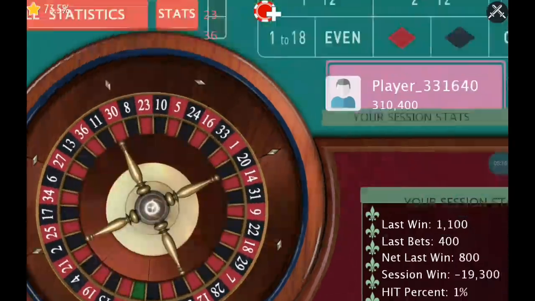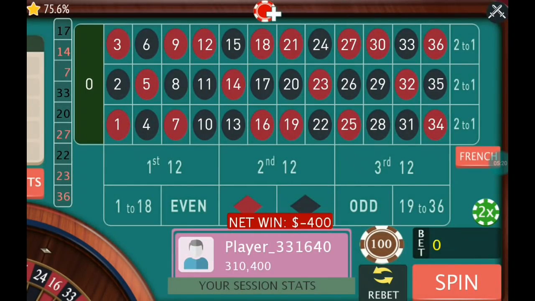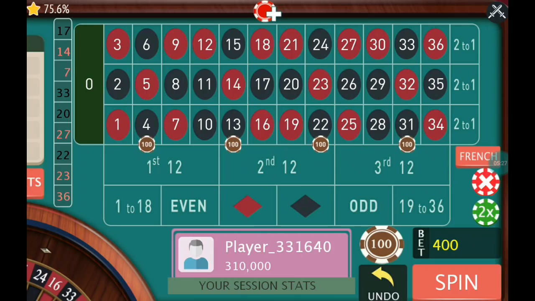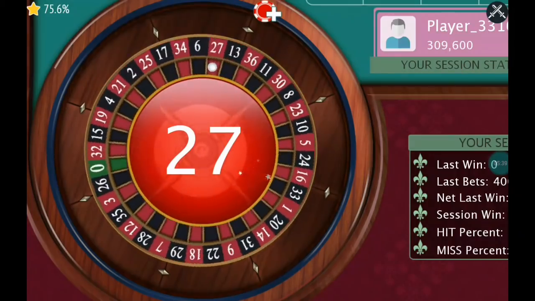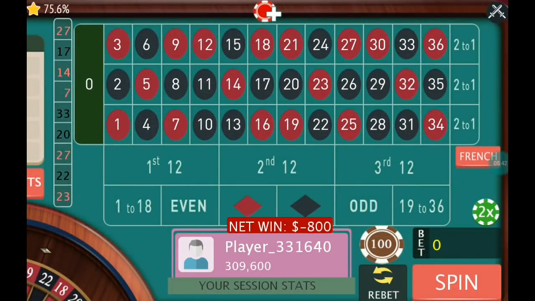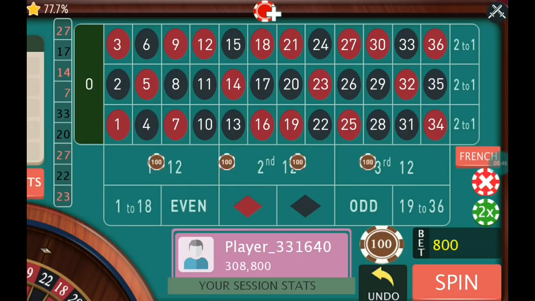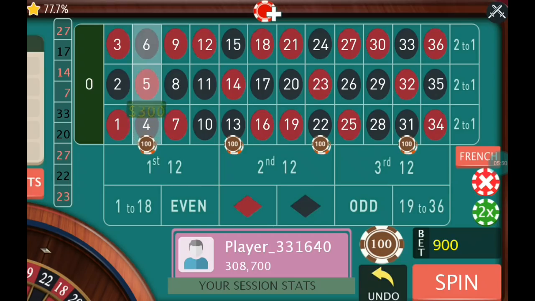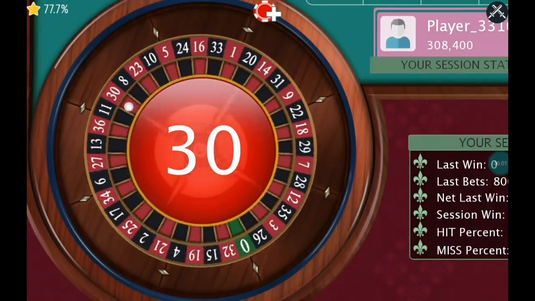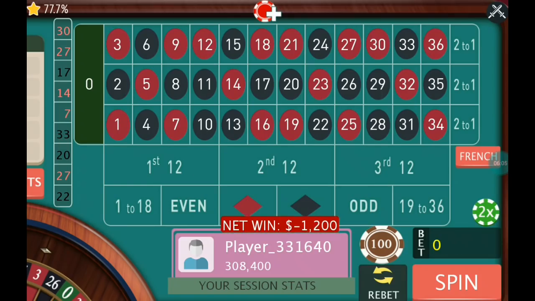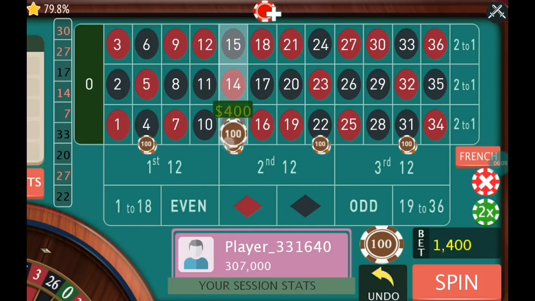It's 17 black. I lose. And the strategy you need to apply is, whenever you lose, you need to rebet and add one unit to all the four places and play. It's 27 red and I lose again. So again I will rebet and put one unit at each place and play. It's 30 red and I lose again. So I will rebet and put one unit at all the places.